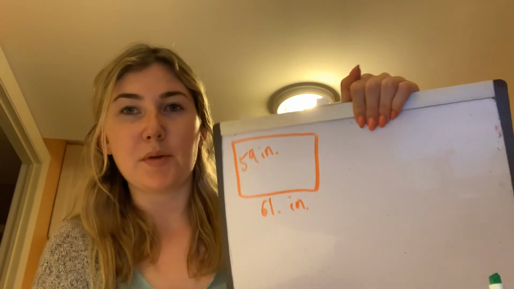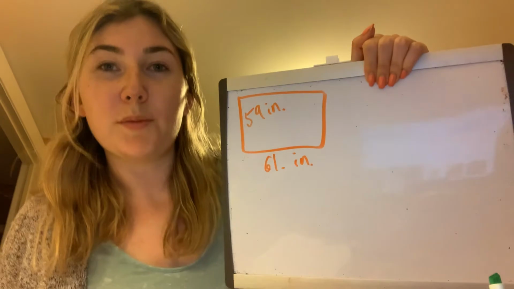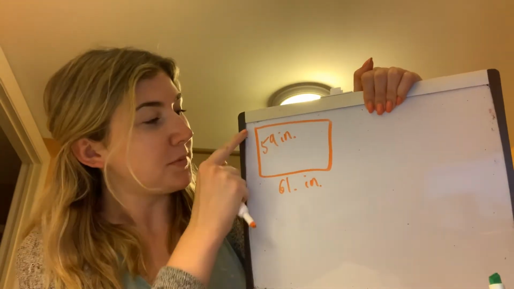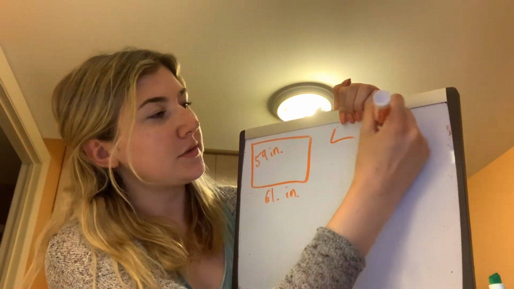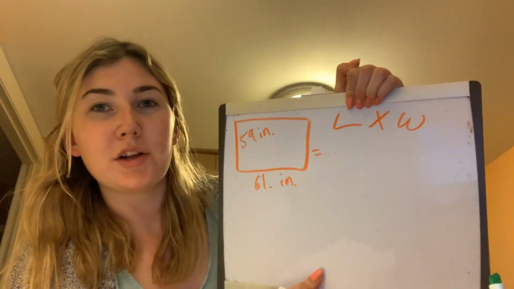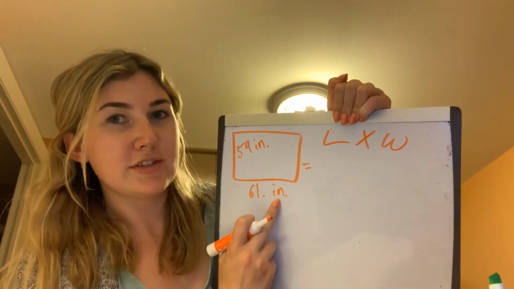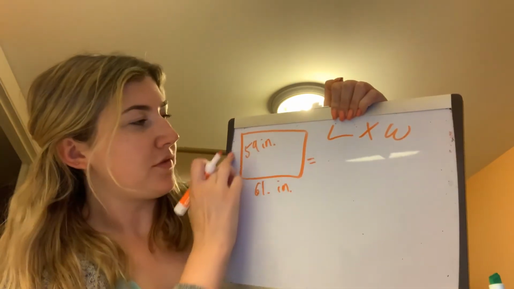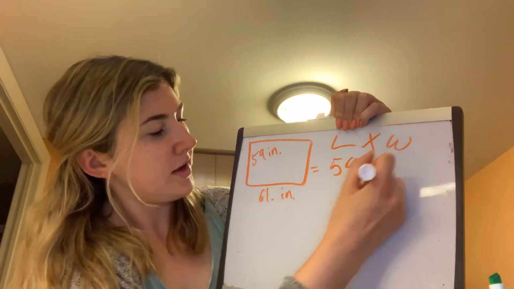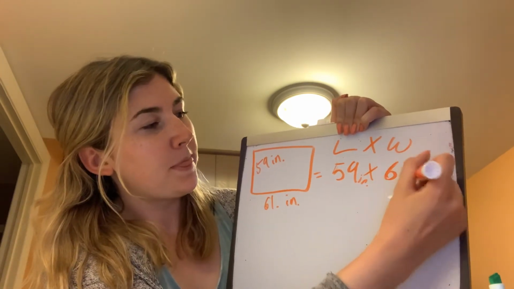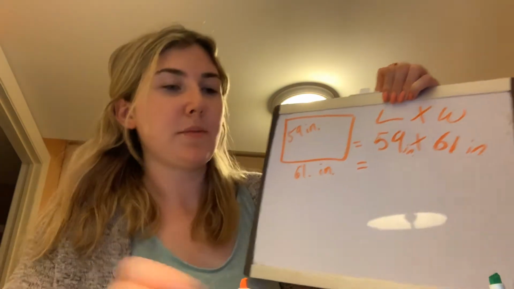Now first we have to remember that when we're solving area, we need to remember our formula. So our formula here will always be length times width. I'll do this here as well. And make sure when we're writing, we're including all of our units of measurements. So for this rectangle, it's measured in inches. So we have length, which will be 59 inches times 61 inches. So now let's solve this below.